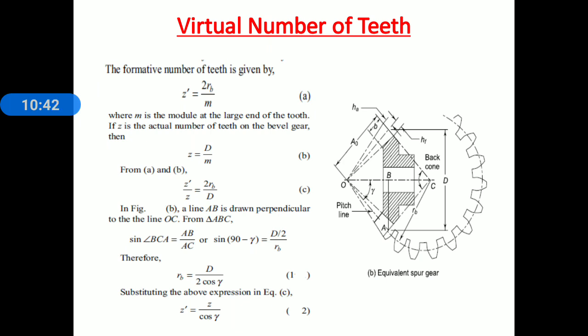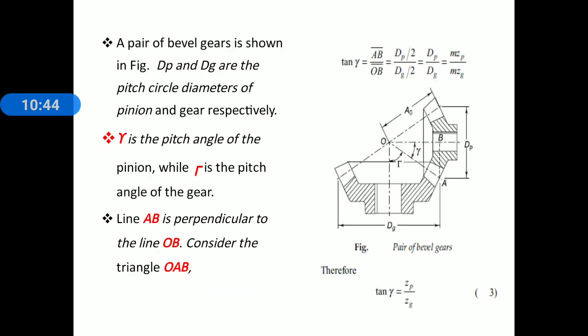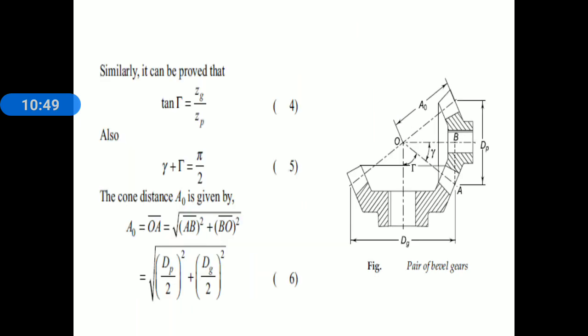Equation 1 and equation 2 are for the virtual number of teeth, and using equation number 3 we get the value of the pitch angle for the pinion. Similarly, equation number 4, tan lambda is equal to Zg by Zp, gives the pitch angle for the gear. The sum of the pitch angles of pinion and gear, gamma plus lambda, is equal to pi by 2, that is 90 degrees.